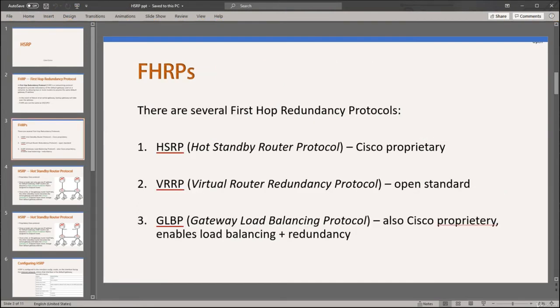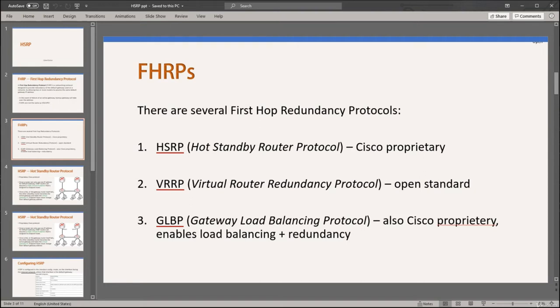Now let's quickly go over several first hop redundancy protocols. We will be working with HSRP, which is Cisco proprietary, but if you're not working with Cisco equipment, you can use VRRP, which is an open standard and is short for Virtual Router Redundancy Protocol. And then there is one protocol that is slightly different from HSRP, but is also Cisco proprietary, GLBP, which stands for Gateway Load Balancing Protocol.